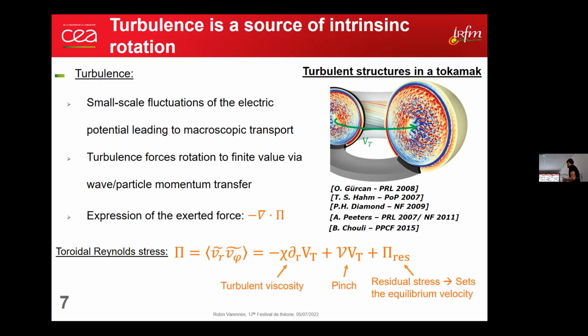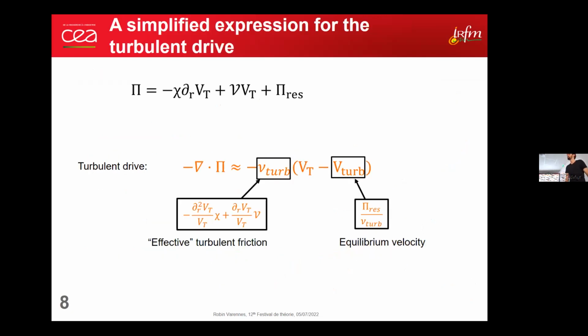So at this point, I think it is kind of hard to follow if we just take this formula. So I did some kind of simplification. I hope it's not too insulting for the specialists in the room. What I did is that I took this expression that we saw just before, and I just rewrote the term by manipulating the equation to write an expression for the turbulent drive, so the divergence of the toroidal Reynolds stress.